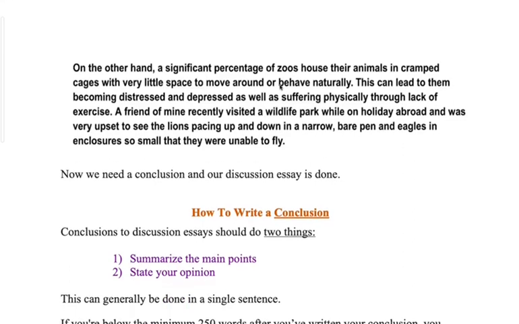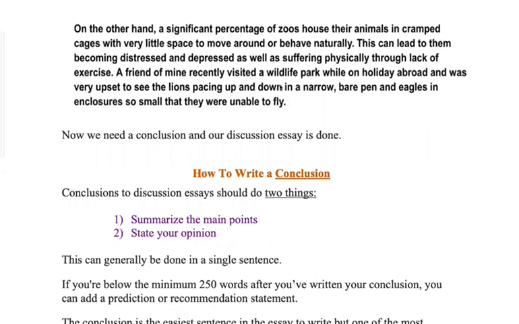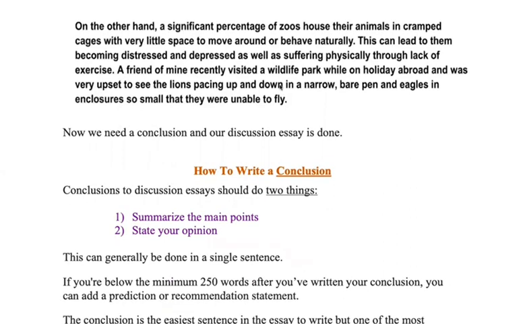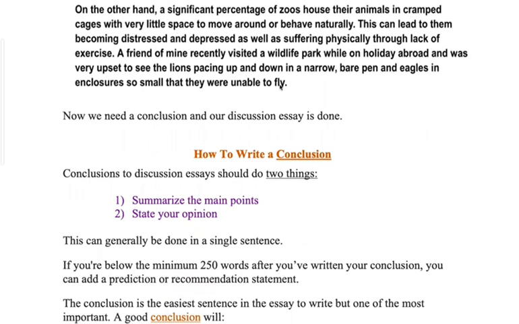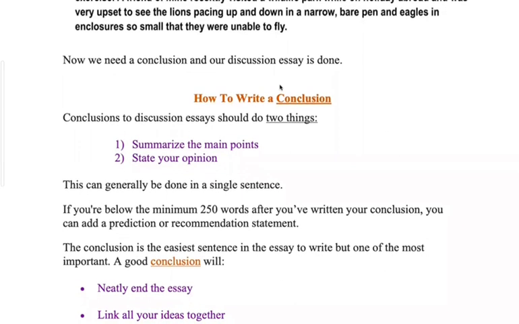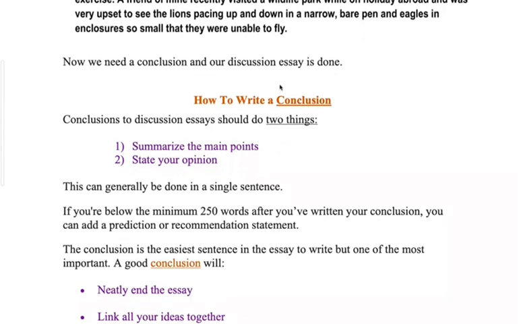So how to write a conclusion? Conclusions to discussion essays should do two things: summarize the main points, just paraphrase the main ideas, and then state your opinion. This can generally be done in a single sentence. You can do it in one sentence or two sentences. It is entirely up to you.